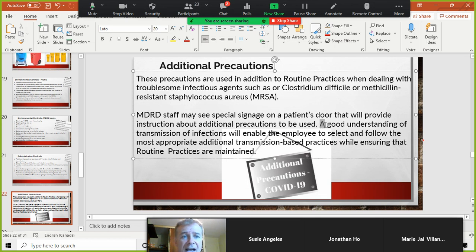A good understanding of the transmission of infections will enable the employee to select the following most appropriate additional transmission-based practice. So the hospital has to make sure that this employee has the information.